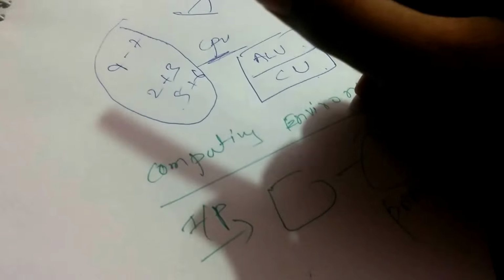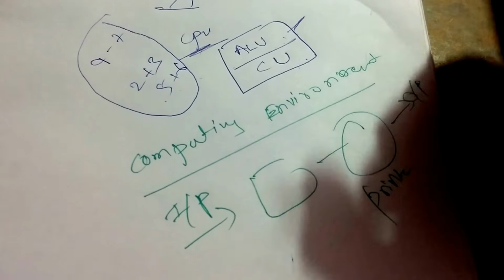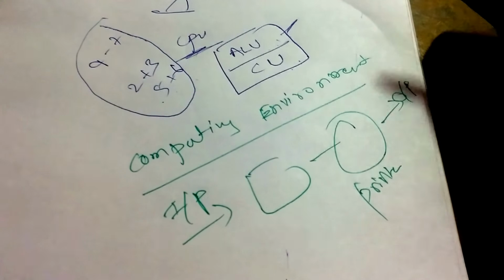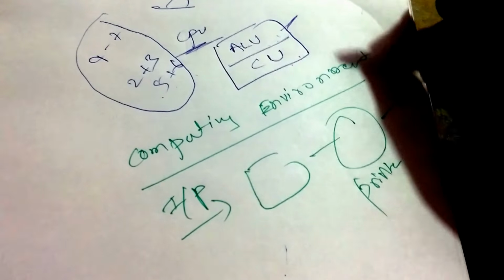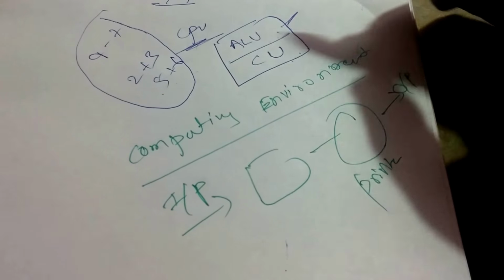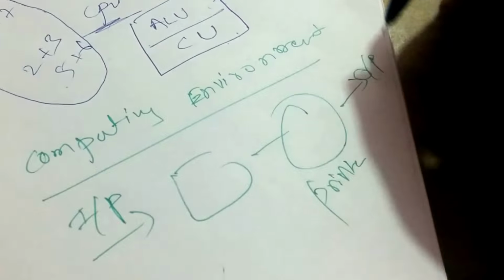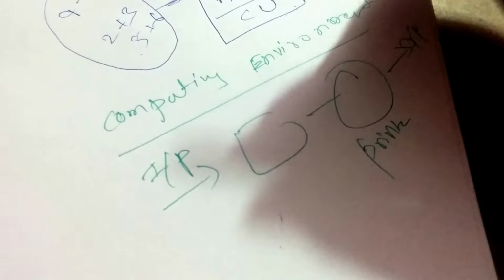Next, what is a computing environment? A computing environment is nothing but a computer using various devices to perform certain tasks. It's nothing but an arrangement of computers in a certain way to accomplish a certain task. We give the input and the printer takes it and gives the output. This is just the general process of how the input and output devices work.